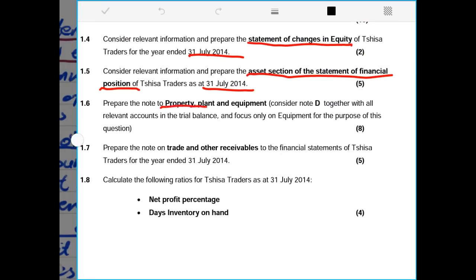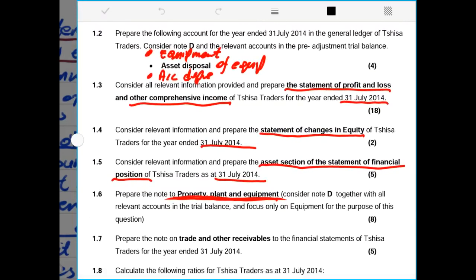1.6, we are required to do the property, plant and equipment. So now this is the property, plant and equipment note, the one that we know. Since the property, plant and equipment will be affected by the asset that was disposed, there is a link between 1.2 and 1.6. Hence I always recommend that we do the 3 ledger accounts, then we shoot straight to the property, plant and equipment, then follow all other financial statements.